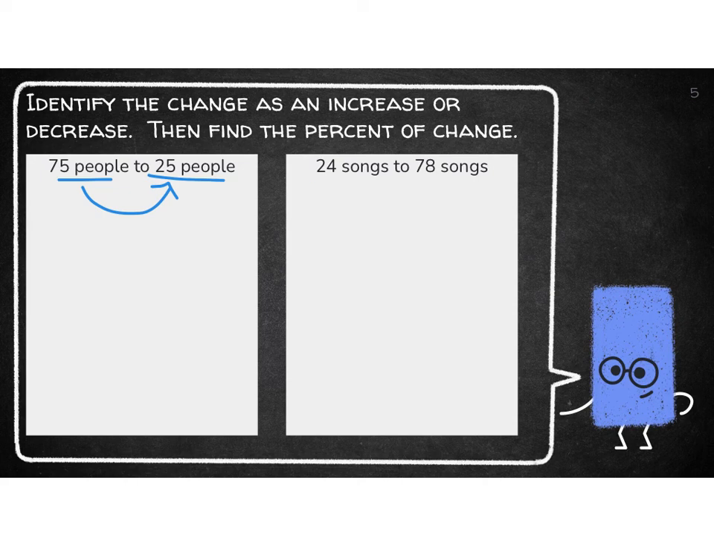The next example starts at 24 songs, goes up to 78 songs. In order to calculate the percent of change, we'll start with the larger amount, subtract the smaller amount, divide that answer by the original amount, and multiply by 100 to calculate the percent.